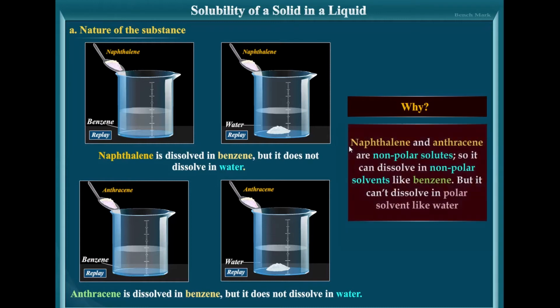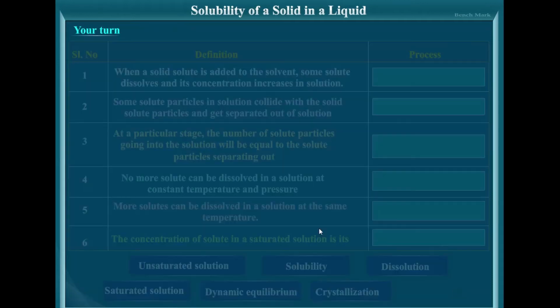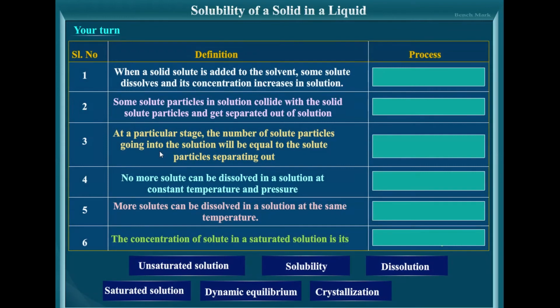What is the reason for that? I think now you might have guessed the reason. Naphthalene and anthracene are, what you thought is right, non-polar solutes. Non-polar solutes can dissolve in non-polar solvents like benzene, while they cannot dissolve in polar solvents like water.